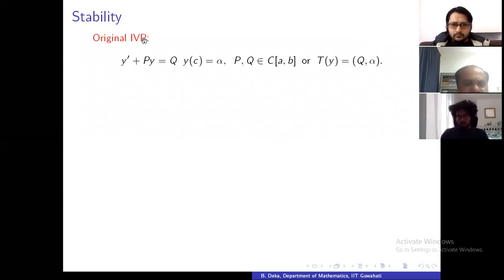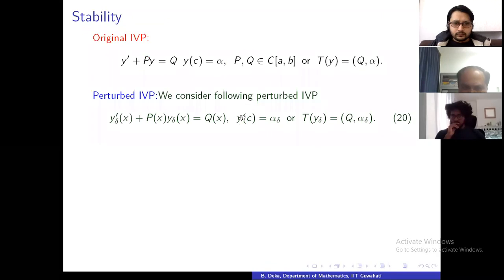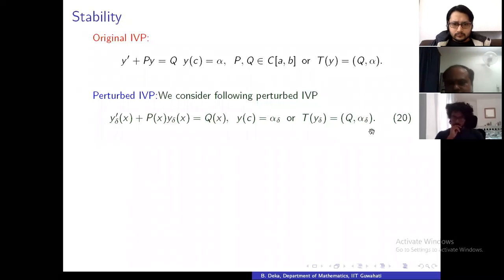So what is our original initial value problem? T y dash plus Py equal to Q, y(c) is equal to alpha, where P and Q are continuous functions. This initial value problem you have represented in operator notation by Ty is equal to (Q, alpha). Now you consider the perturbed initial value problem, y delta dash plus P y delta equal to Q. In operator notation you can write Ty delta is equal to (Q, alpha delta), right? So this you have done.